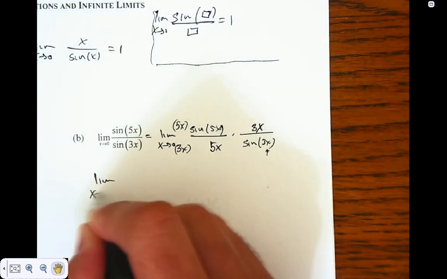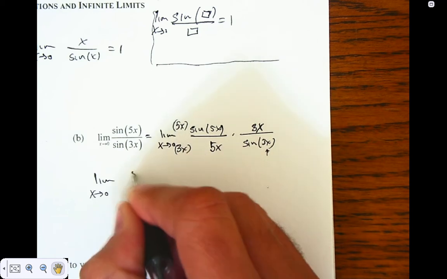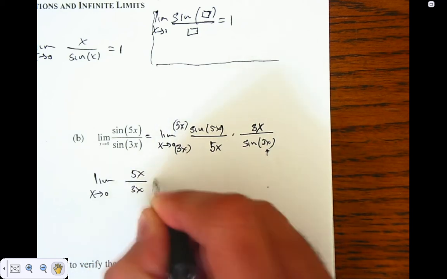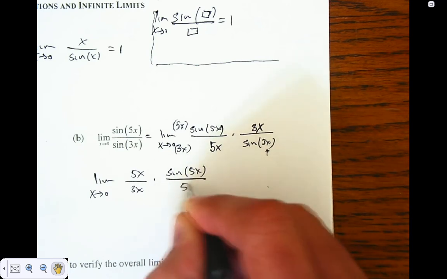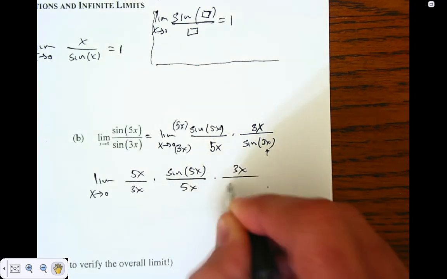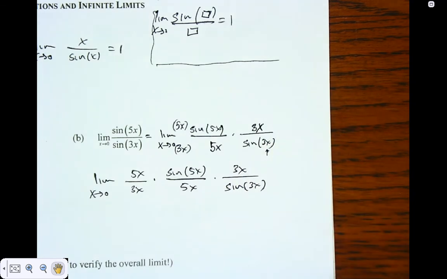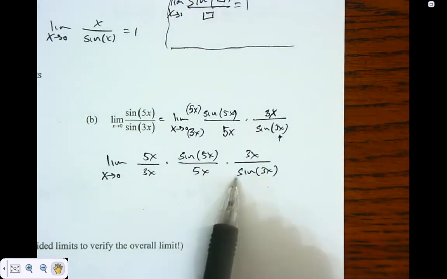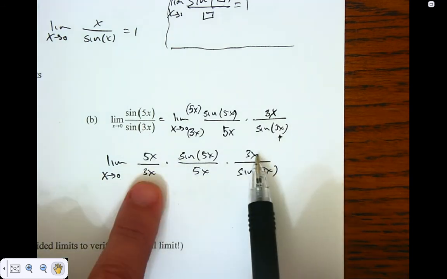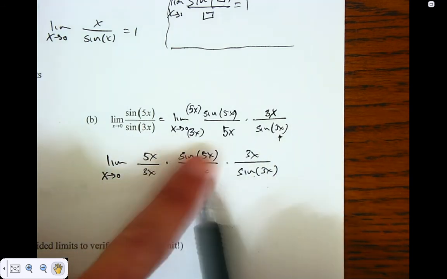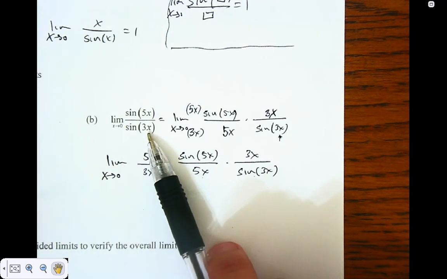We have the limit as x approaches 0 now. I've got this 5x over 3x. I've got sine of 5x over 5x. And I've got 3x over sine of 3x. And you should verify with your own brain that this is exactly the same thing as that. How is that even possible? Because those would cancel and those would cancel and those would be that rational expression.